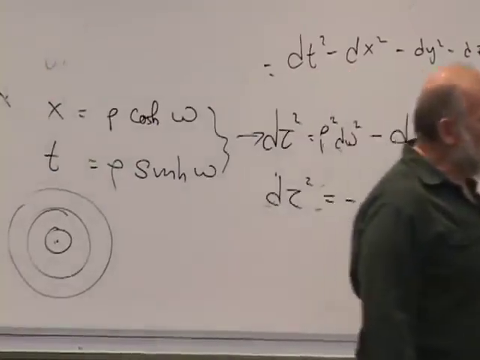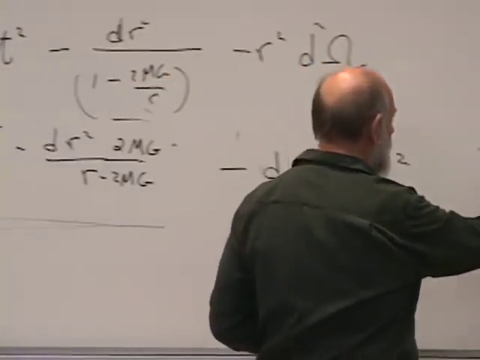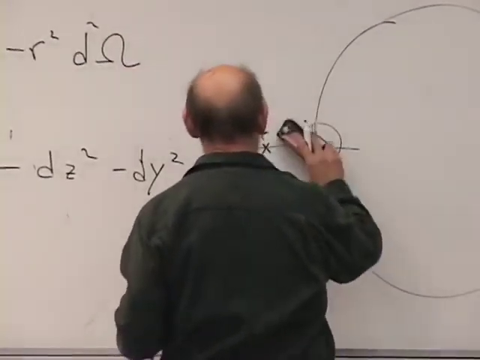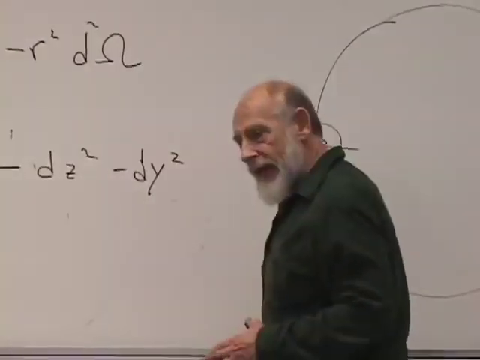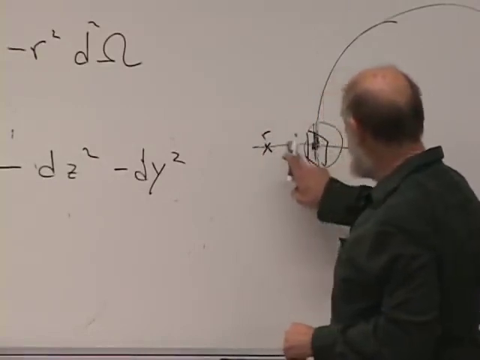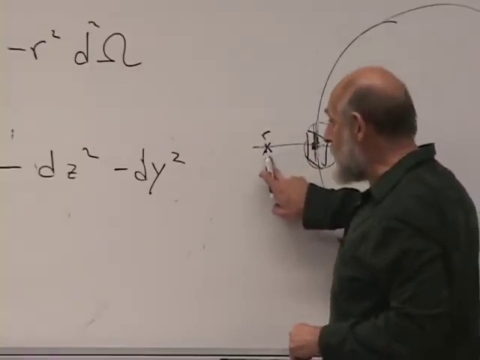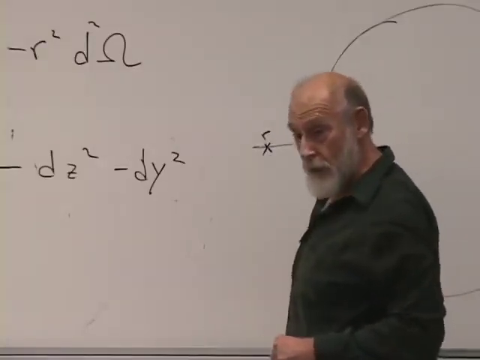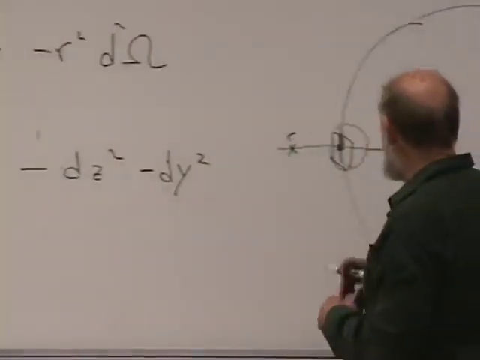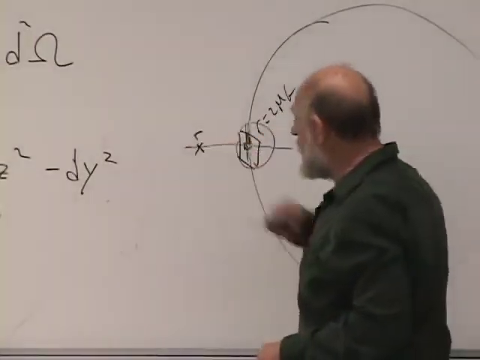Let's see if we can find the proper distance from the horizon to an arbitrary point r. Here's an arbitrary point r, and then use that to replace the coordinate r. The proper distance from the horizon to that point, I want to use that as a new variable. I'll call it rho again. How do we find the proper distance from this point over here, which is r equals 2mg, to an arbitrary point r?